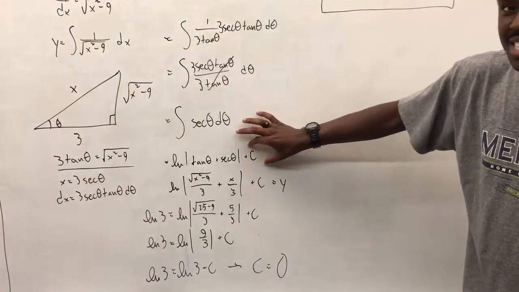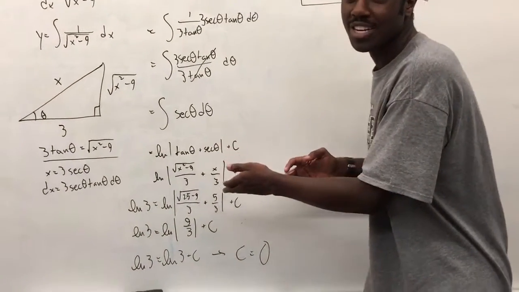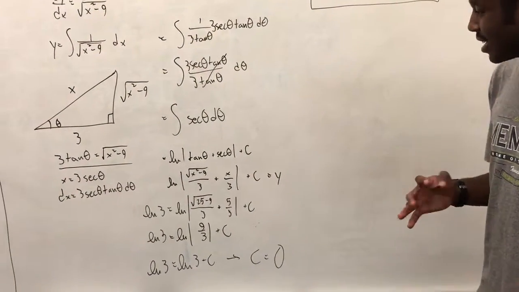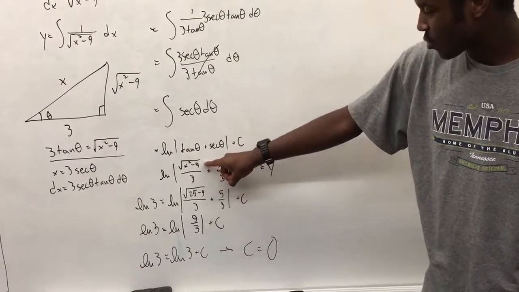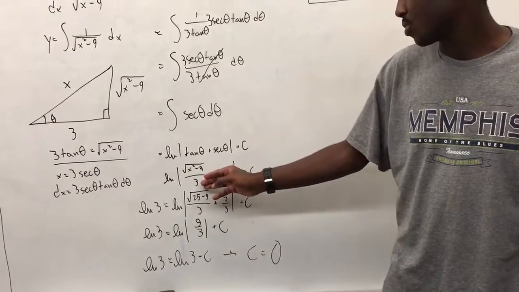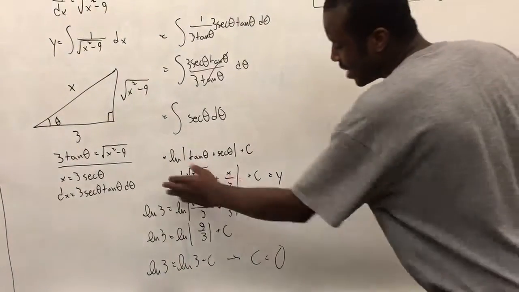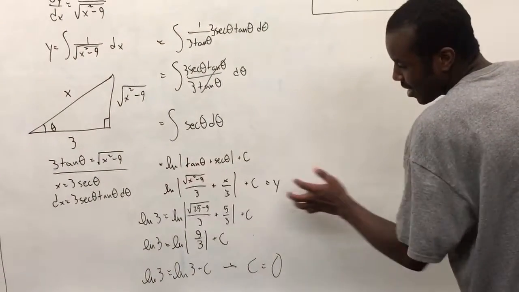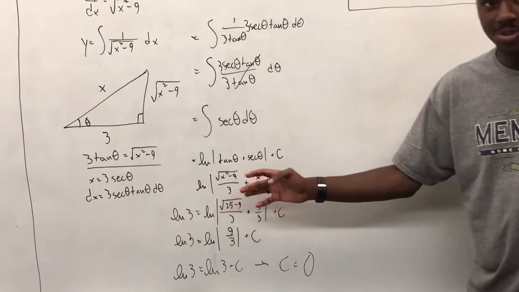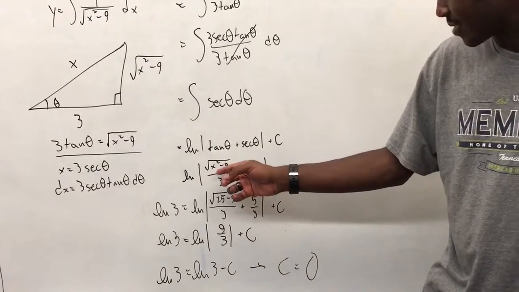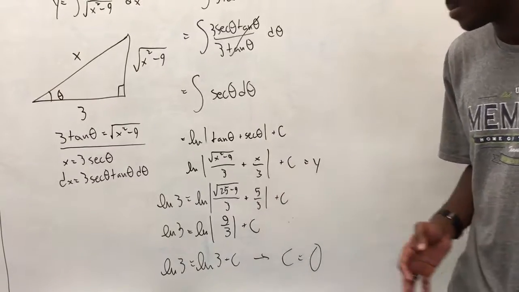Now we're going to want to find this c later, but first let's turn our expression in terms of theta back into our expression in terms of x. So we see that tangent theta is equal to the square root of x squared minus 9 over 3. And our secant theta is just x over 3. So our final equation with c in terms of x and y is y equals the natural log of the absolute value of the square root of x squared minus 9 over 3 plus x over 3, plus c.